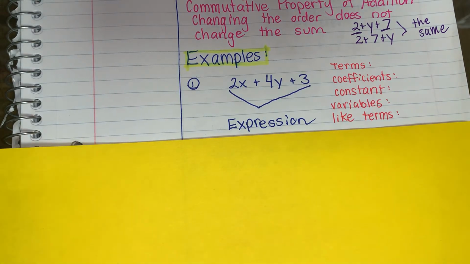(2x plus 4y plus 3). That whole thing is an expression. There is no equal sign. It's not an equation. It is an expression. 2x plus 4y plus 3. Let's go ahead and find how many terms there are.